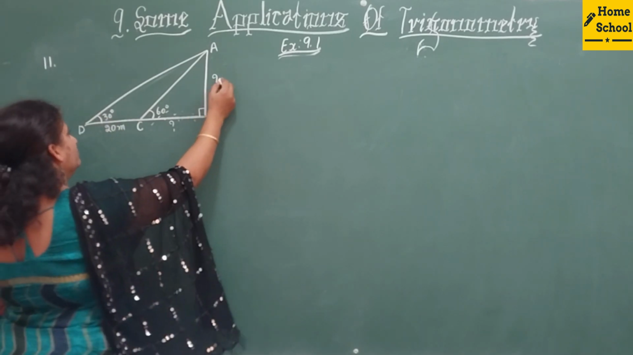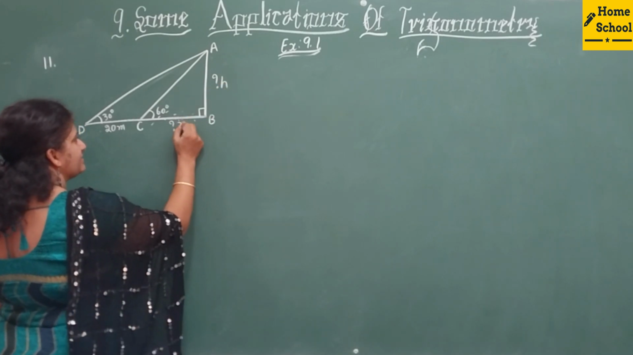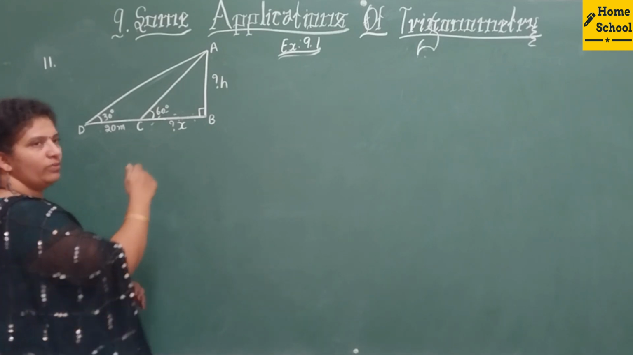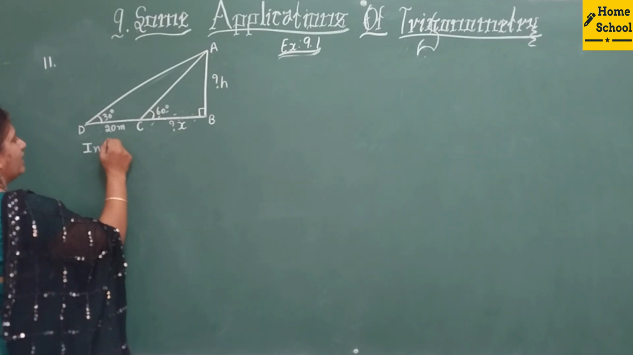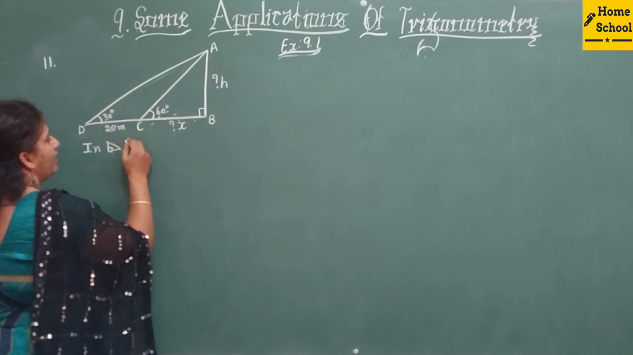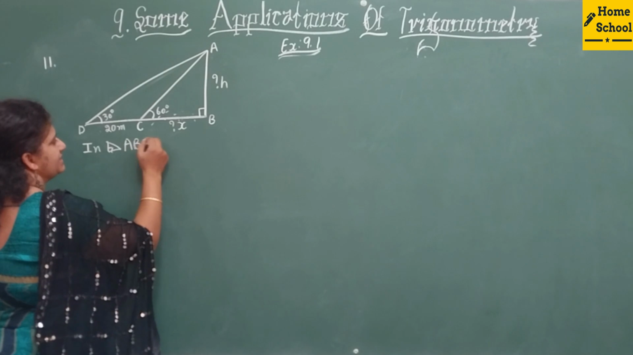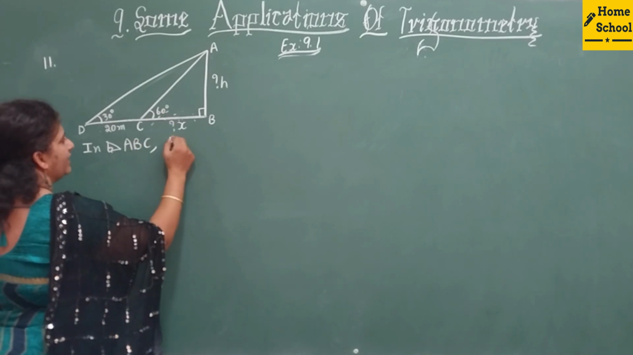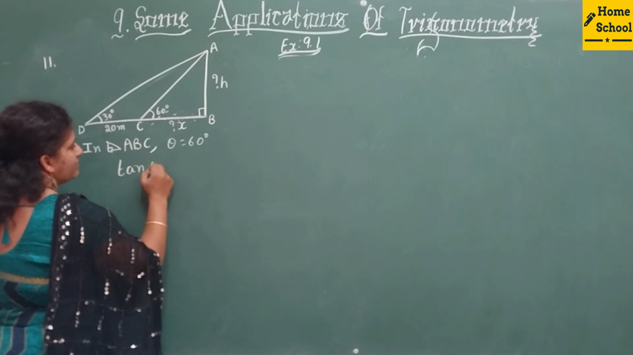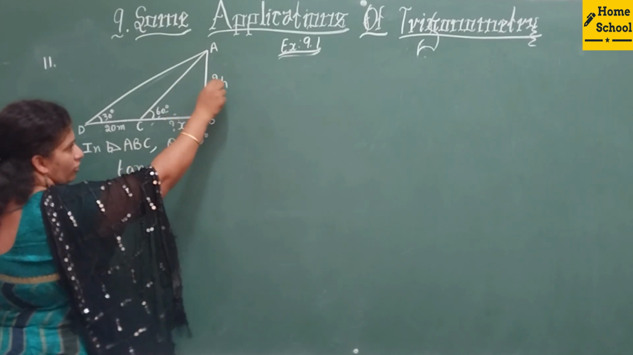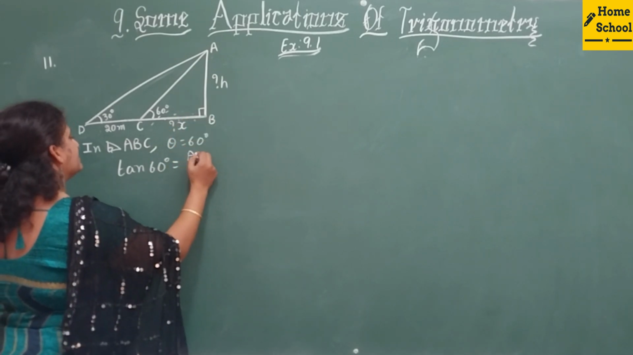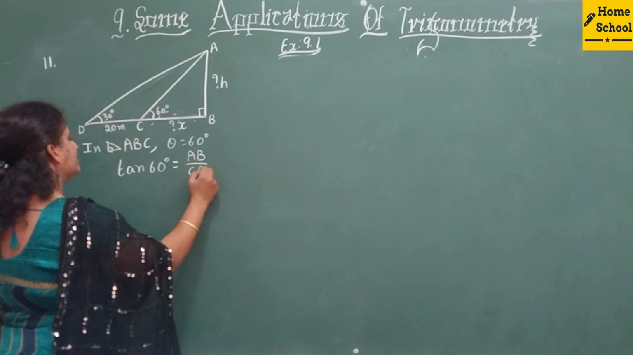Let me assume this as h and this as x. Height h and canal width x. Right triangle, same manner, small right triangle, big right triangle you need to do. In right triangle ABC, angle theta value is how much? 60 degrees. Tan 60 degrees is equal to, we are talking about opposite by adjacent now. So tan 60 degrees is equal to AB by CB.